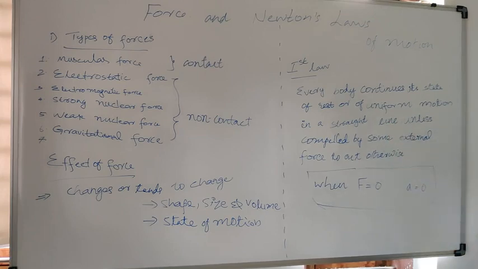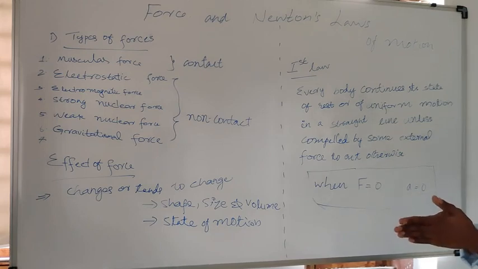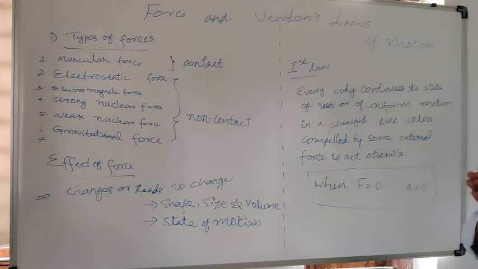If the net force is 0, the body can be either at rest or the body can move with constant velocity, meaning constant speed in the same direction. The direction will not be changed, as well as the speed will not be changed.